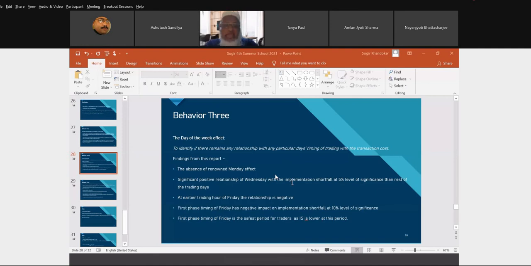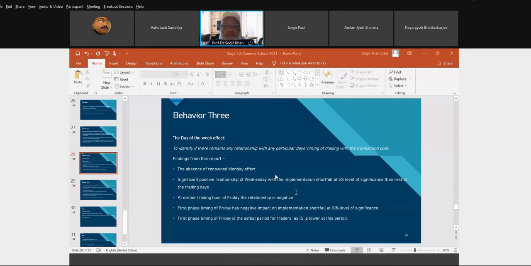But there is a negative relationship between Friday and implementation shortfall. That means if the trader invests on Friday, he will perform better. That is, his or her implementation shortfall will be lower. There is a negative relationship between Friday and the implementation shortfall.